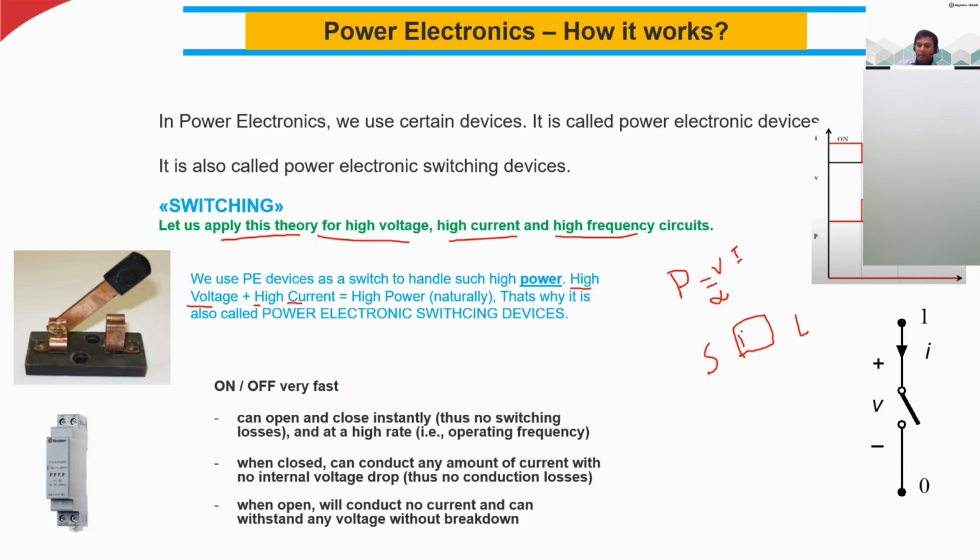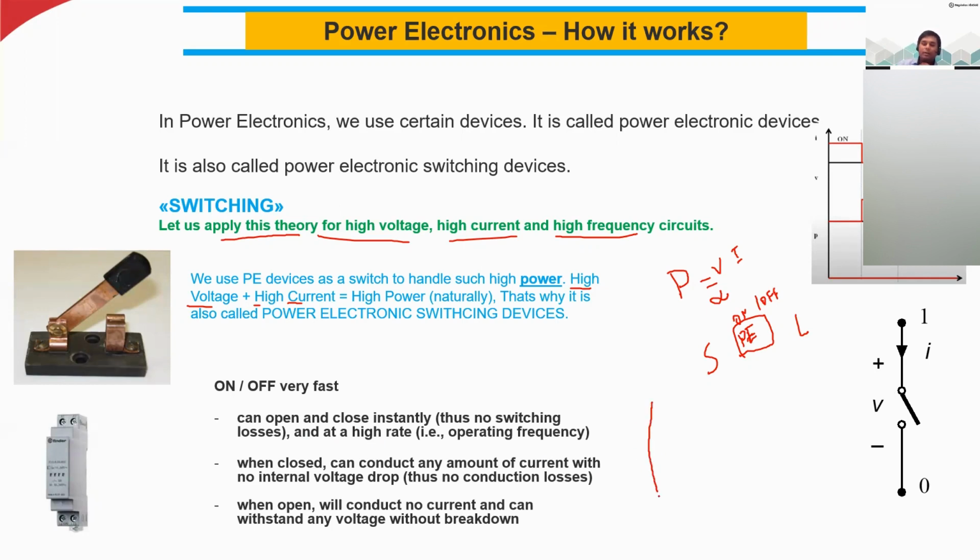And these power electronic devices will act like a switch. So it means it can open for some time, it can be on sometime, it can be off sometime. See here, it can open and close instantly, very fast. So thus no switching losses and at a high rate. So let me explain in other way.